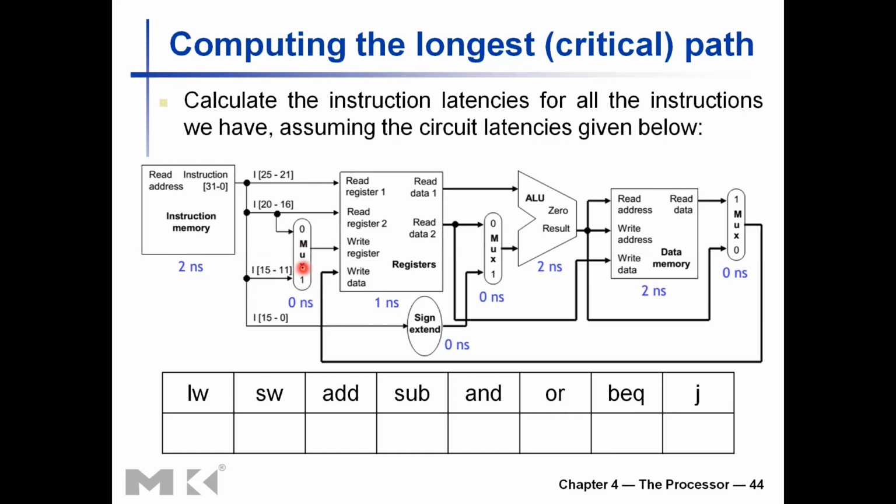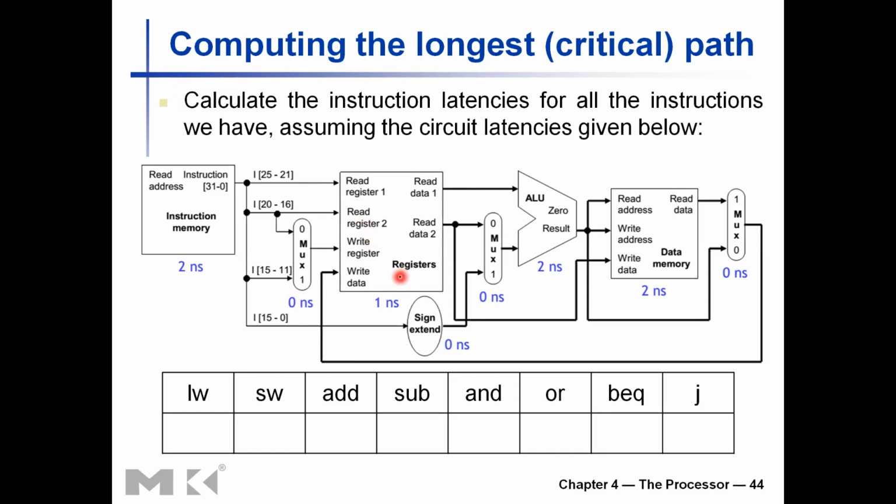The multiplexer's time is negligible. And the register file, let's assume, is going to take 1 nanosecond. Once the input address values change to read from the register file, not to write, once the addresses change, it will take about 1 nanosecond for the output lines to have the new read values from those two register addresses. That is our assumption on the register file.